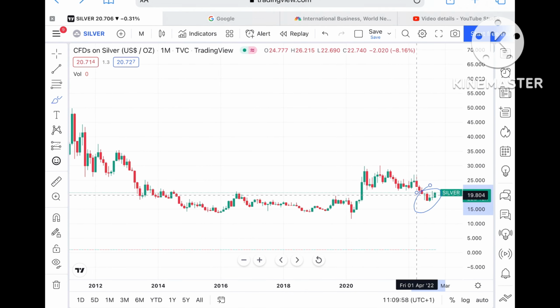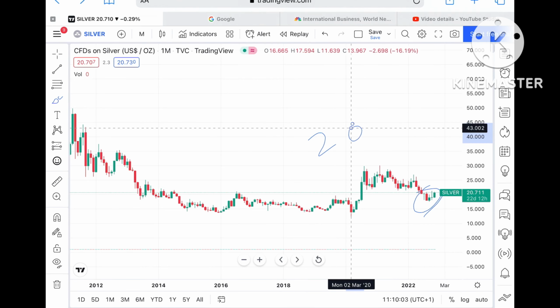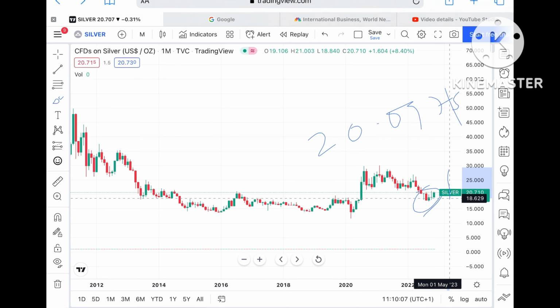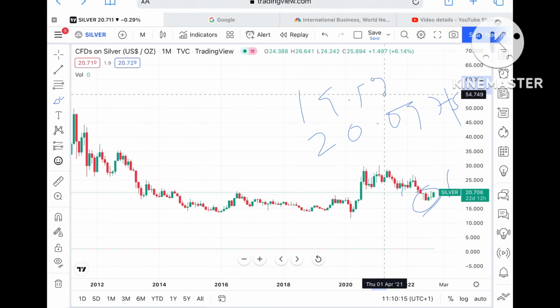But suppose if the price doesn't sustain this level, we can see it can come again to its zone of around $20.097. Okay, and if the price doesn't sustain this particular level, then chances are we can see it can move further low towards a level of $19.570.